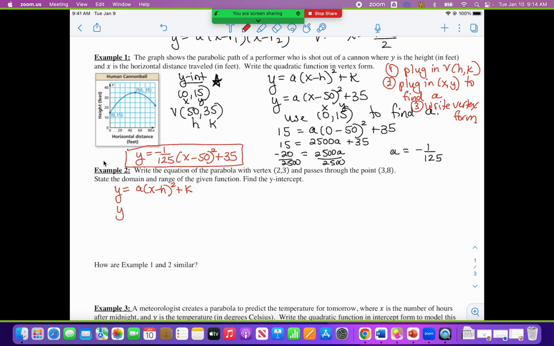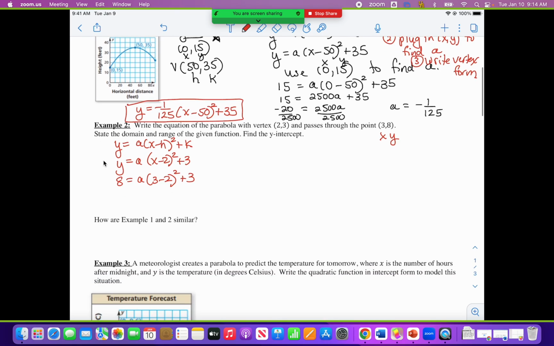So I'm going to plug in the vertex, so that'll be y equals a times the quantity x minus 2 squared plus 3. Then plug in the point. That'll be 8 equals a times the quantity 3 minus 2 squared plus 3. That's 8 equals, oh yay, a plus 3, so a is 5. So I get y equals 5 times the quantity x minus 2 squared plus 3.